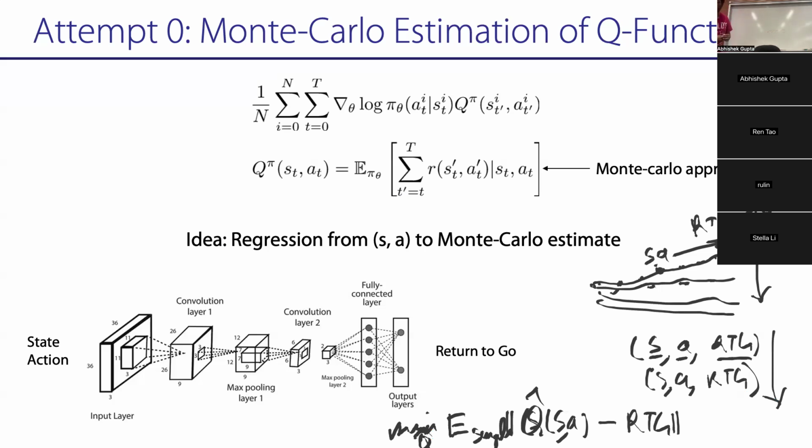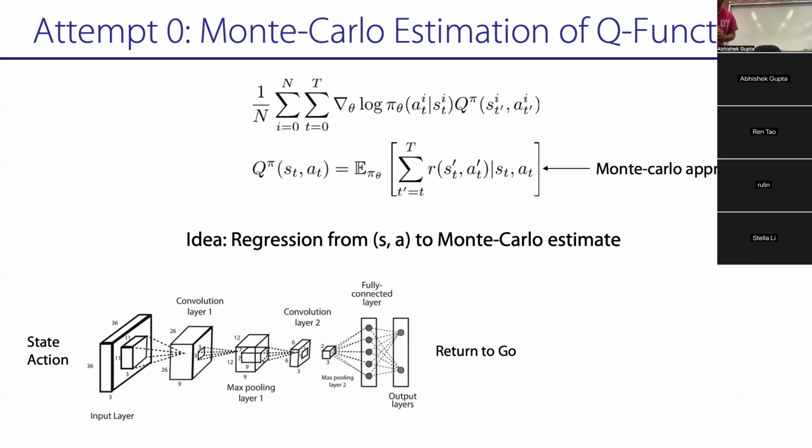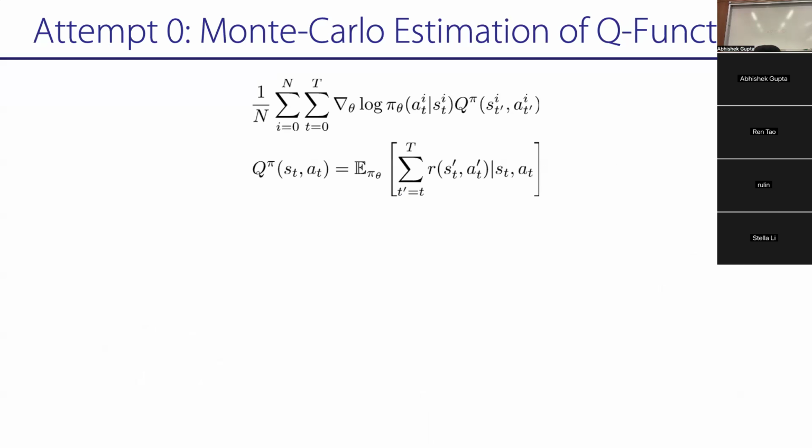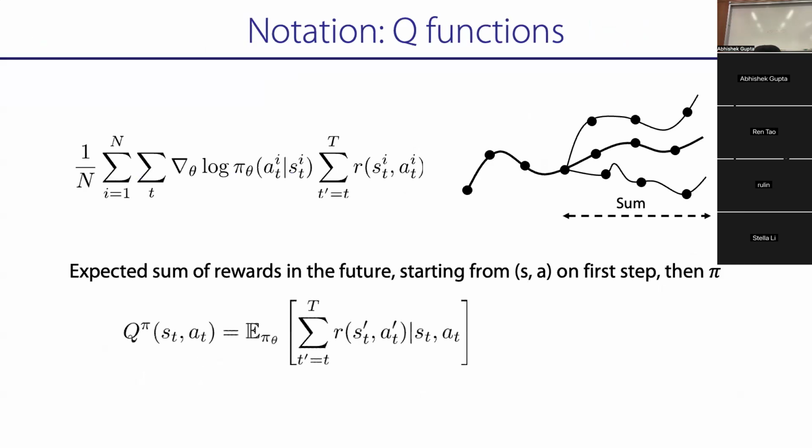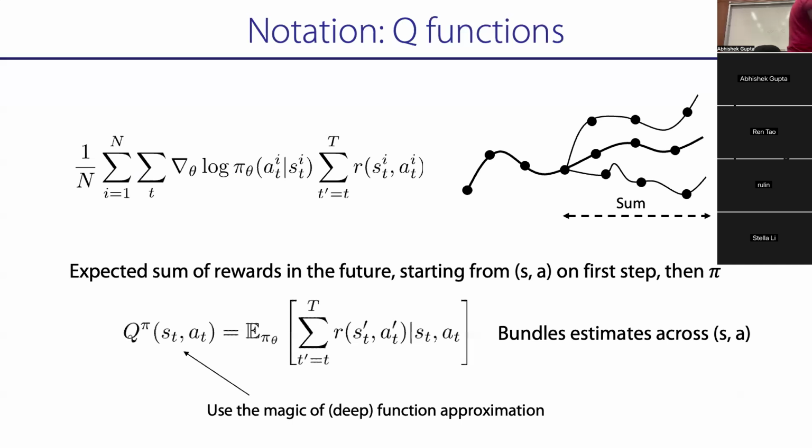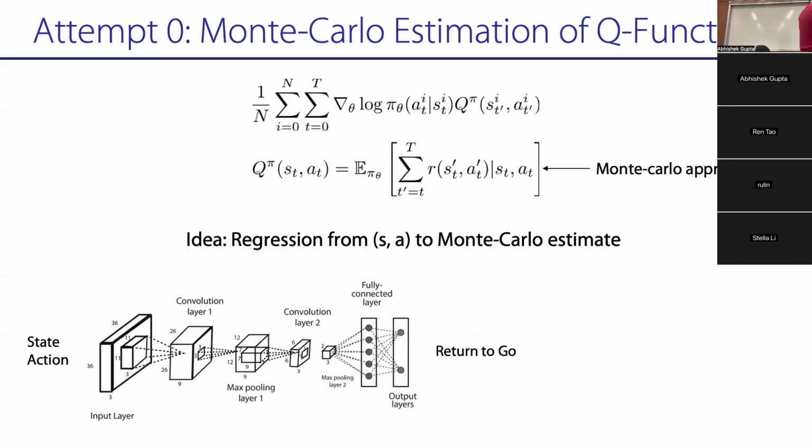Okay, so that's what we're going to do. We're just going to do regression. What's the problem with just doing regression? Nothing seems crazy here. We want the expected sum of rewards in the future. We took a bunch of samples and did regression to go from S and A to the sum of rewards in the future. It all seems valid. What's the issue here?